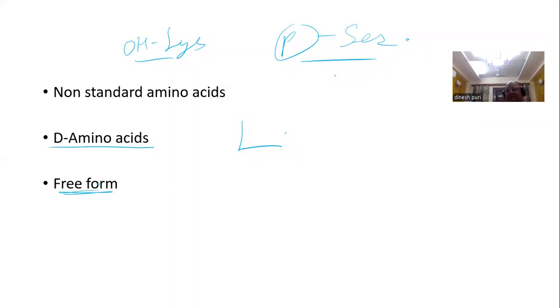Some non-standard amino acids, I just want to tell that more than 300 amino acids are present in our body. But why were we obsessed? We have been obsessed about those 20 because they are genetically encoded. तो ये फ्री फॉर्म में भी कुछ नॉन स्टैंडर्ड होते हैं. फॉर एग्जांपल ornithine, citrulline, you will learn about them later on.